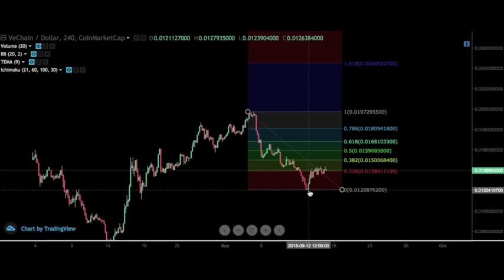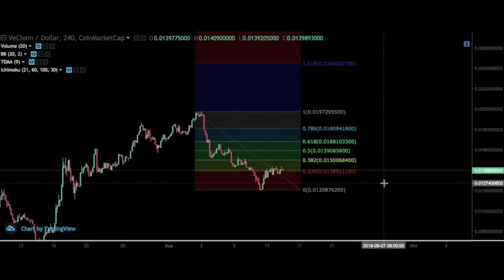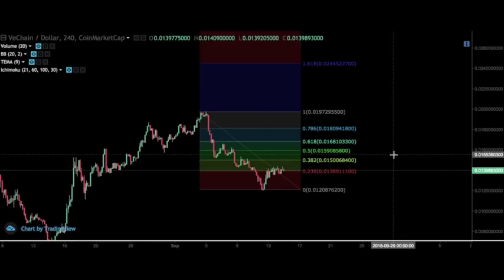You know where your support is right now. VeChain found it right at that 1.2 cent range. And now it's looking like it's going to try and fight against this resistance at the 1.4 cent area. And if it can find support there, your next target is 1.5 cents.